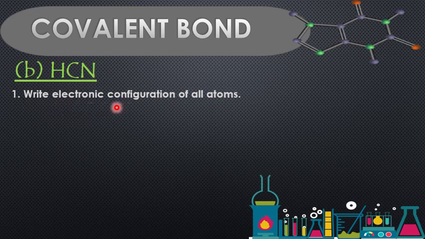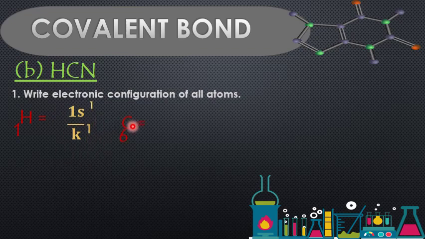First we are going to write the electronic configuration of all the atoms present in the formula. So now there are 3 atoms, hydrogen, carbon and nitrogen. One by one we will be writing their electronic configuration. Hydrogen has 1 electron in the valence shell, so we have drawn hydrogen's electronic configuration.